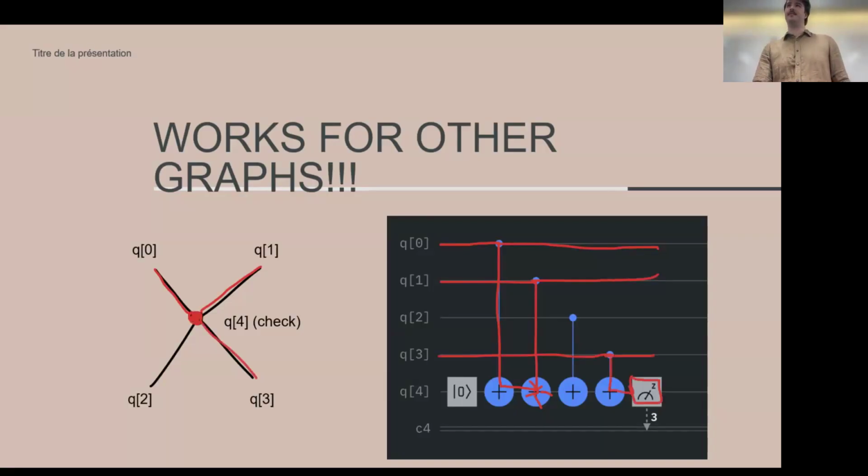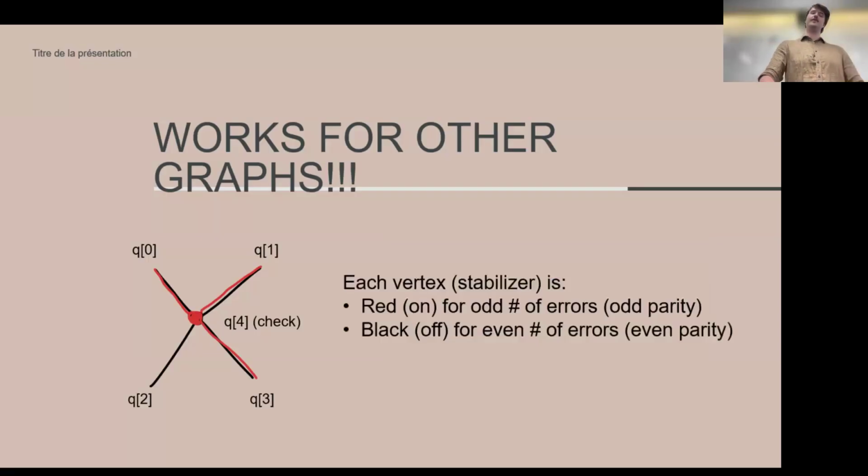Like that. See how it cancels out, and then there's another error. So now we know each vertex, or each meter, is on for an odd number of errors and off for an even number of errors. So here I'm calling it the vertex stabilizer. That's just the formal name for the meter. We call that a check qubit stabilizer.